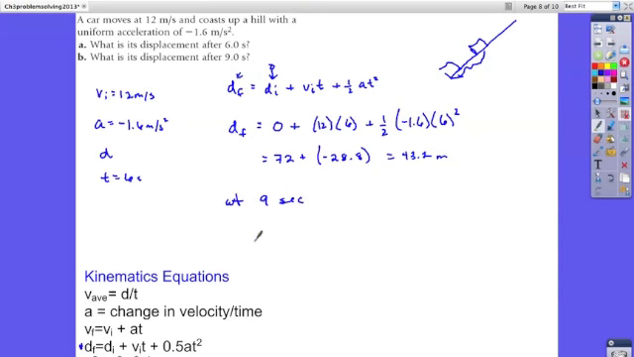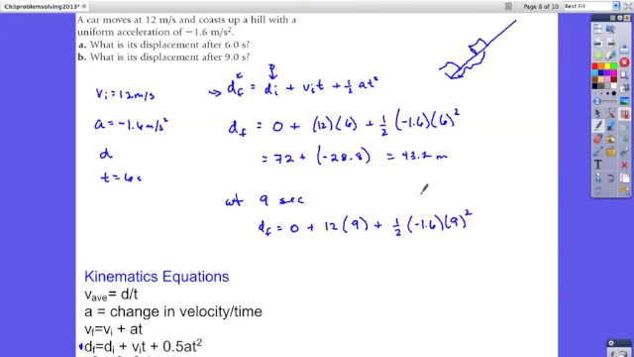So we have the same equation. I'm not going to rewrite it, because it's right here. I'm going to start plugging stuff in. df equals, initial position is still 0. Initial velocity is still 12. Time now is 9 seconds. 1/2, acceleration is still negative 1.6, and time is 9 seconds, and the time is squared.